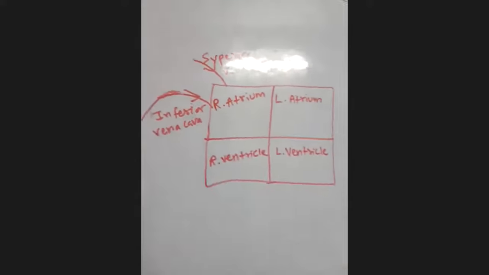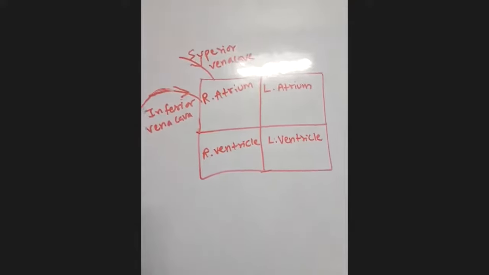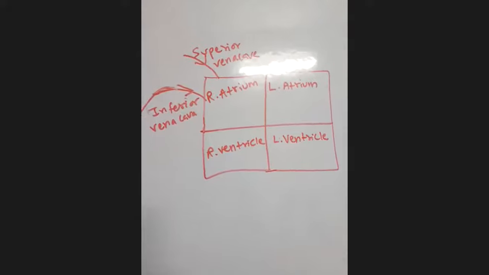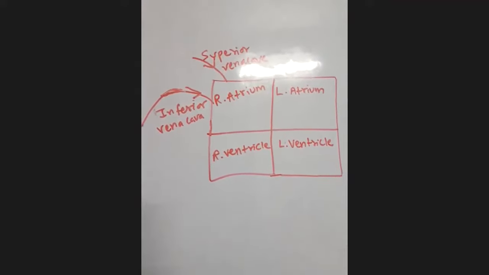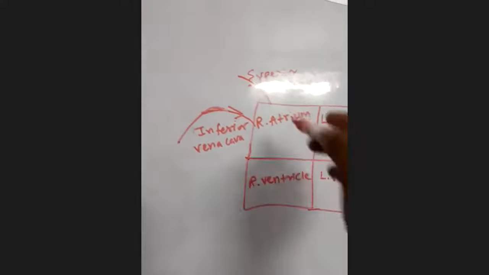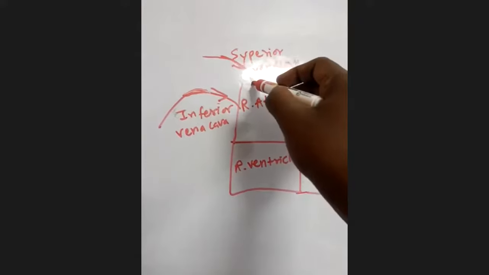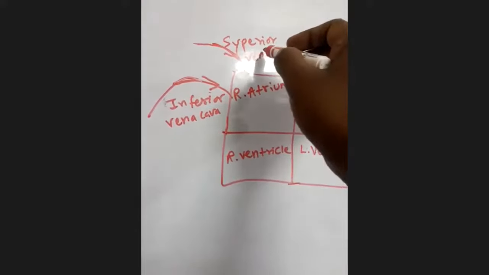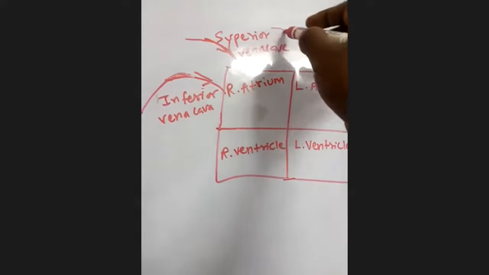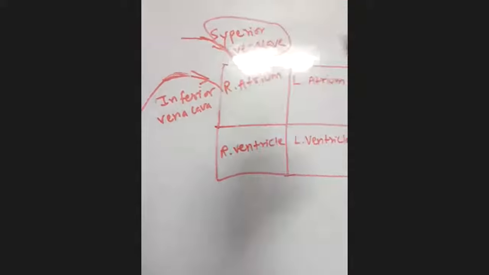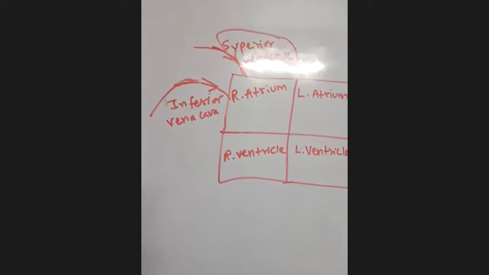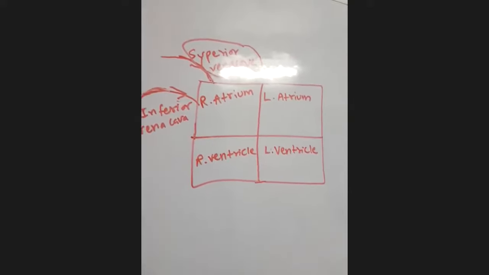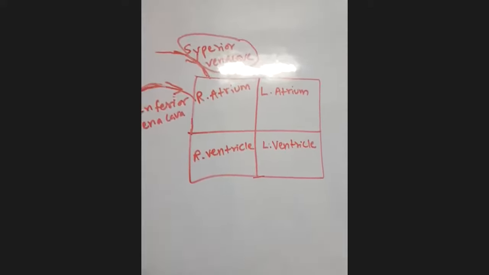right? So as you know, arteries carry pure blood and veins carry impure blood. Yes, sir. So these two are veins, and these two are called superior vena cava and inferior vena cava. This first one is superior vena cava. Superior vena cava carries impure blood or deoxygenated blood from the top of the body, that means above the heart.